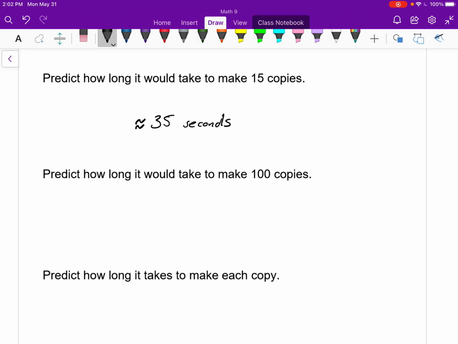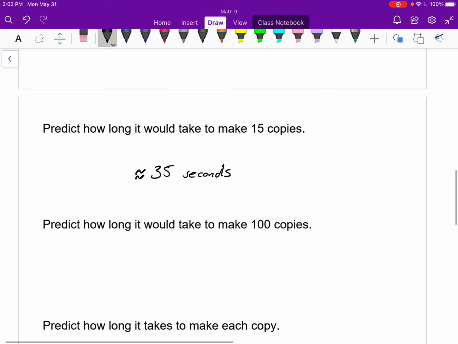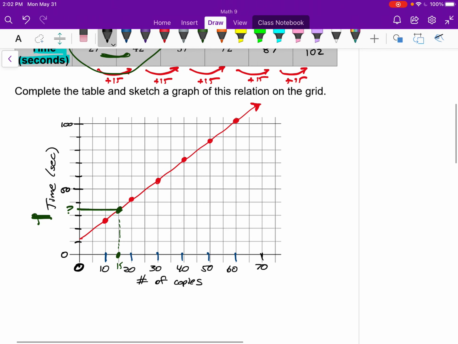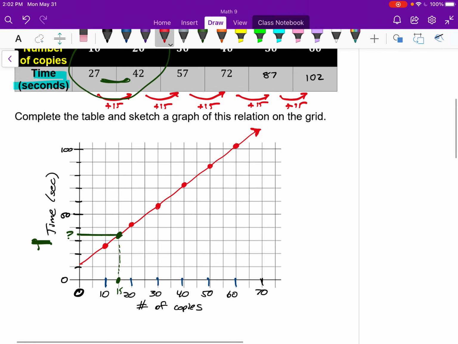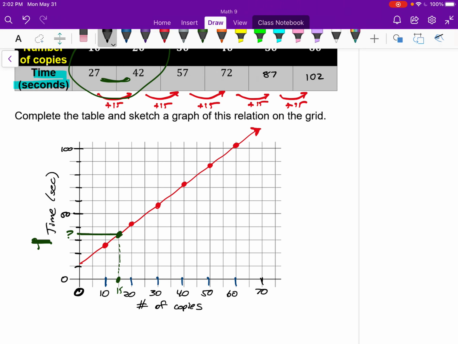Predict how long it would take to make 100 copies. So this is extrapolation. I'm going beyond here. So for this, I could use the graph, and 100 would roughly be, here's 80, 90, 100. And looking up here, I'm up to about here if I continue this pattern. It's getting tough to estimate with any degree of confidence, but I'd say about 150-ish, 150 seconds.